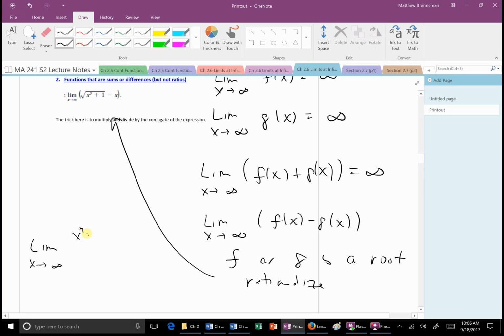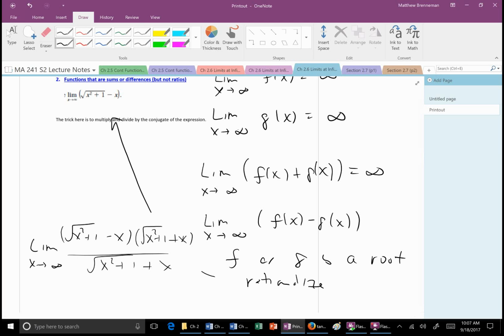it's going to be square root of x squared plus 1 minus x times, and we did this last time, but I'll just write this out again one more time. Square root of x squared plus 1 plus x, but I have to have that plus on the bottom. If I had a negative on the bottom, I'm not going to be able to get anywhere, okay?